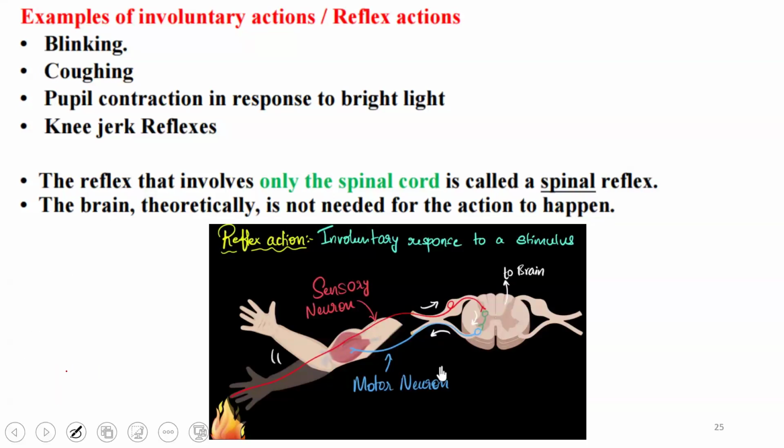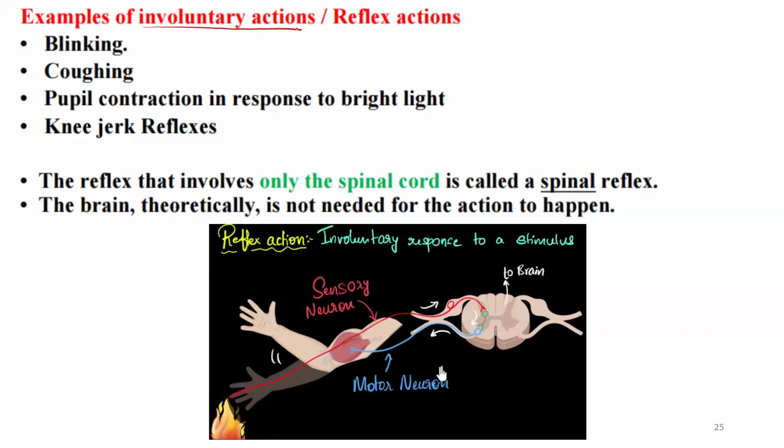Now, examples of involuntary actions. This is core. Still, core is important. Please, core should not be ignored. Usually in paper 4, they ask you 1 or 2 core questions that are out of 4 marks. So that's a lot. And unfortunately, I don't know which question will pop up, so we cannot ignore it.